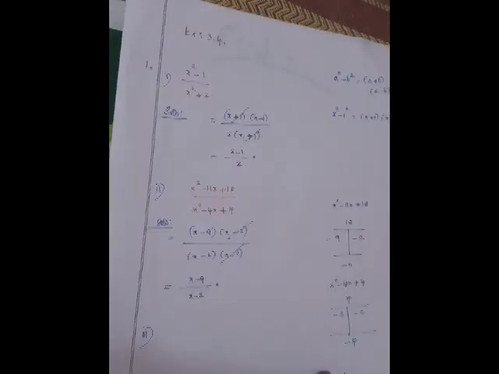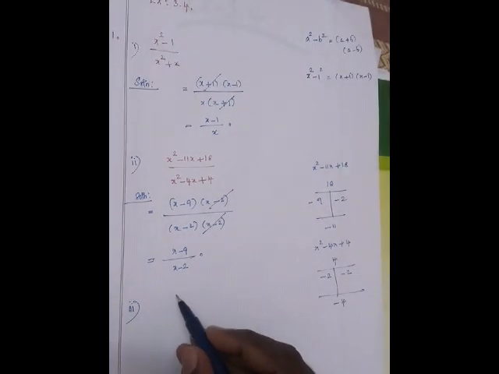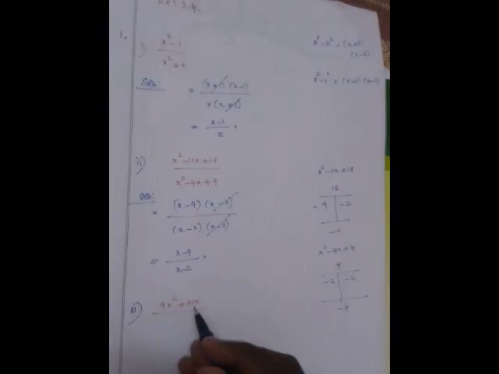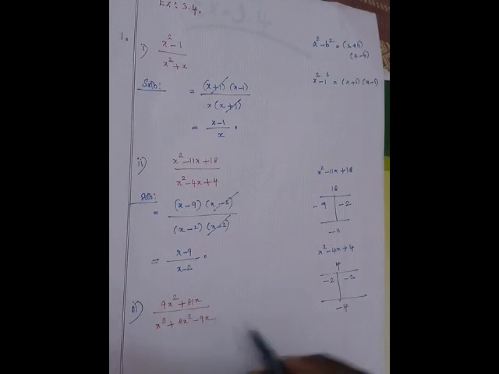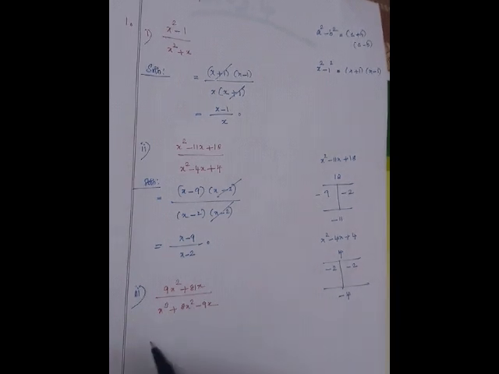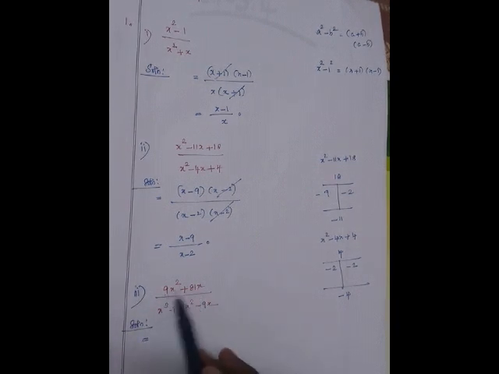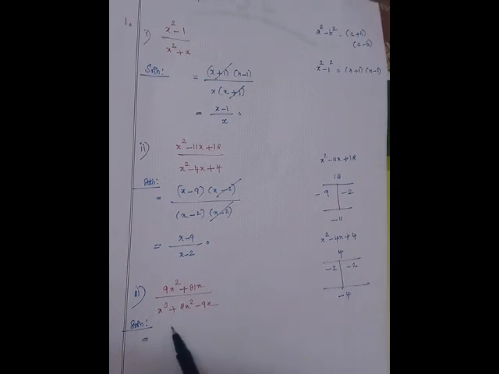Third question. The question is 9x square plus 81x divided by x cube plus 8x square minus 9x. First, 9x square plus 81x. Solution: 9 is the common factor of these two terms, 9x square and 81. This 81 is a multiple of 9, you know. And x is in both terms. So we can take 9x out.